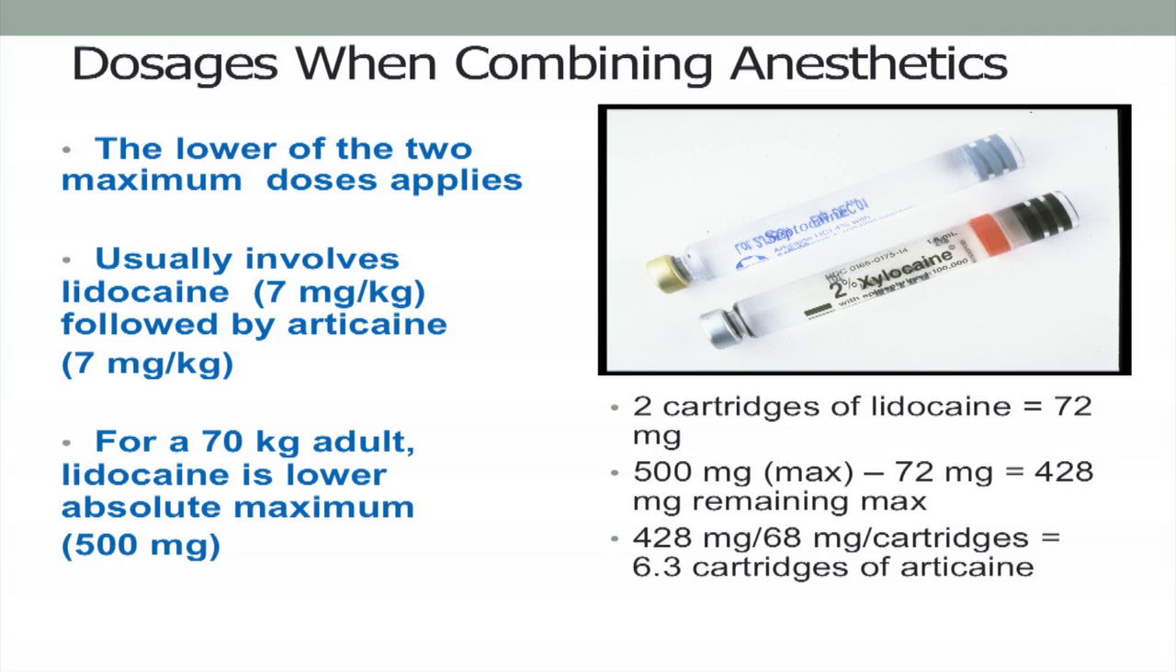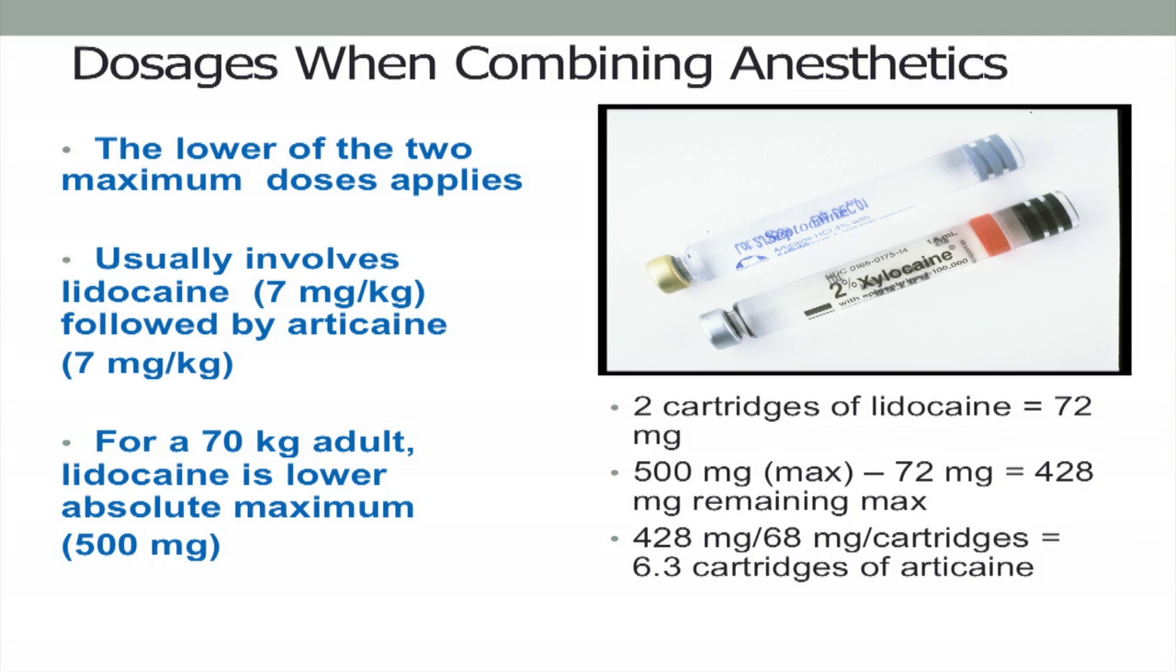You'll recall that currently we don't have an absolute maximum for articaine. So if you were to administer 2 cartridges of lidocaine, you would have administered 72 milligrams of anesthetic. Subtracting 72 from a 500 milligram absolute max results in a remaining 428 milligrams total remaining dose. 428 milligrams divided by 68 milligrams in a cartridge of 4% articaine yields a remaining maximum dose of 6.3 cartridges of articaine.